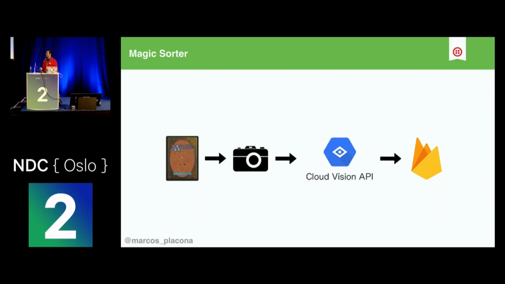So it kind of works like this. I've got my magic cards, then I take a picture of it, send it to Cloud Vision, and then I send it to Firebase. So not only now I'm cataloging everything in a Firebase database, but because I'm also using the Magic the Gathering API, I know how much those cards are worth.